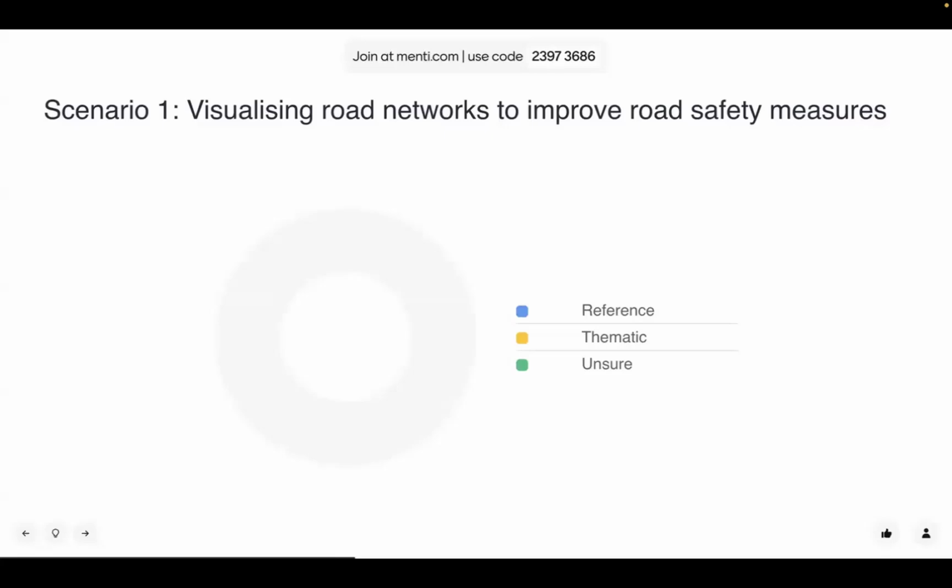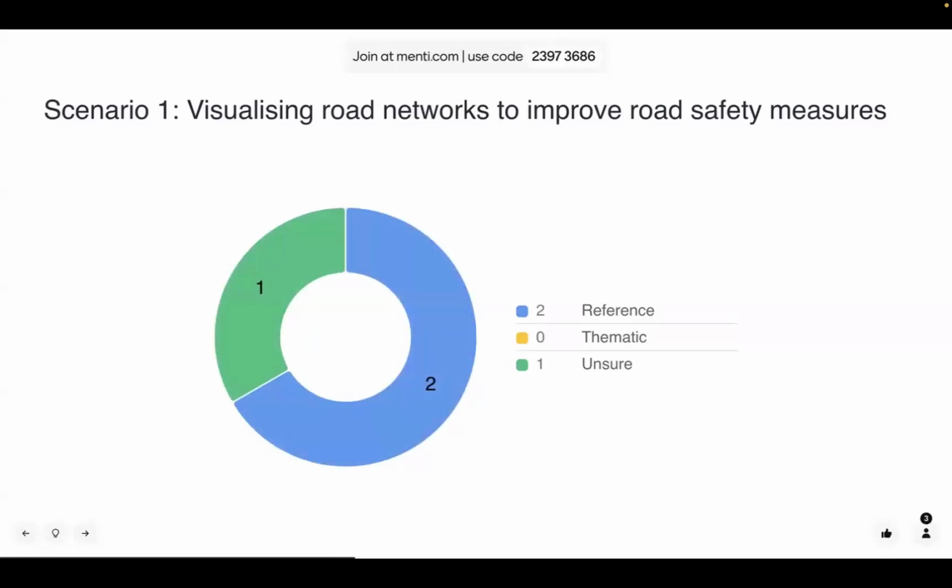And if you're unsure, that's absolutely fine as well. Please go ahead and put that in. No answer is wrong. So I'll give you a couple minutes just to think about this. That's great. We've got 2 people who have said unsure, and the rest have said that this is a reference map. So let's break this down a little bit.